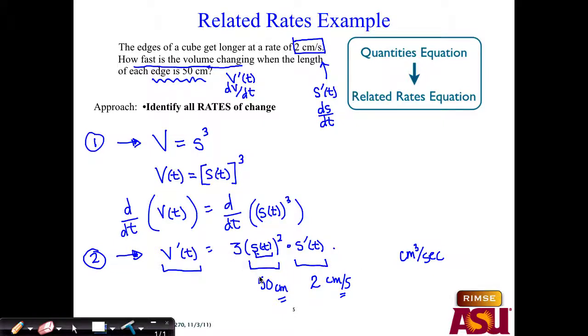And whatever the numbers are, 3 times 50 squared times 2, would be the number corresponding to the rate of change of the volume of the cube at this particular point in time. And again, we don't have a point in time like at time 7. We just have the time when the side length is 50 centimeters. So in any case, we started with a relationship between 2 underlying quantities, volume and edge length, and we figured out by taking derivatives how changing one will change the other. And not dV/ds, not the rate of change of volume with respect to the side length, but the rate of change of volume with respect to time.